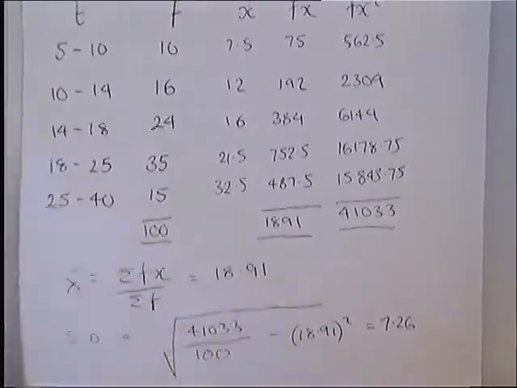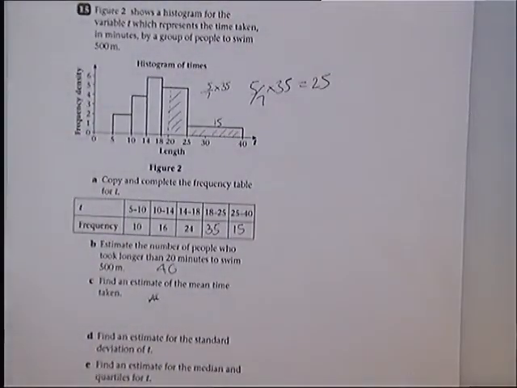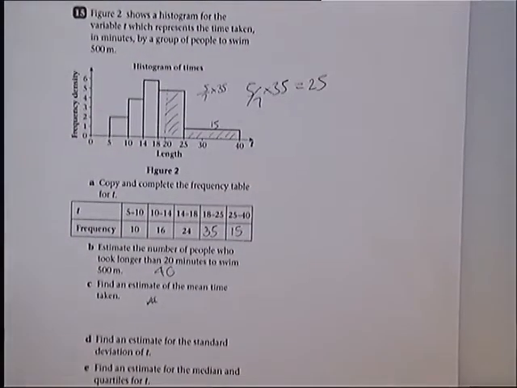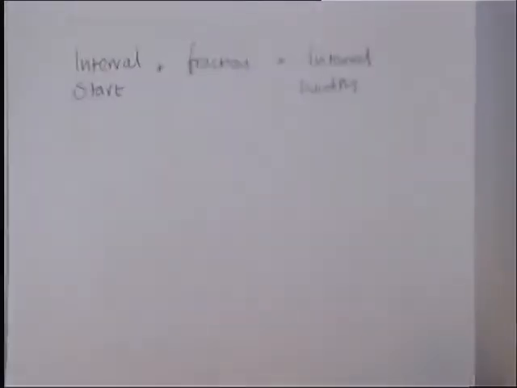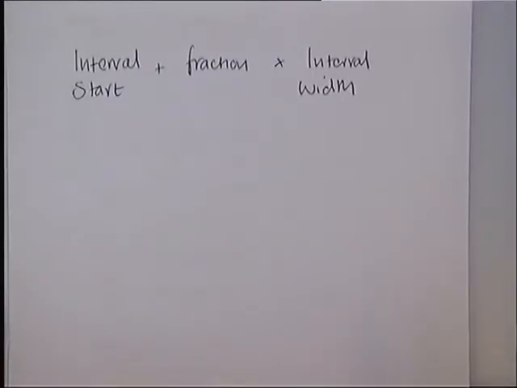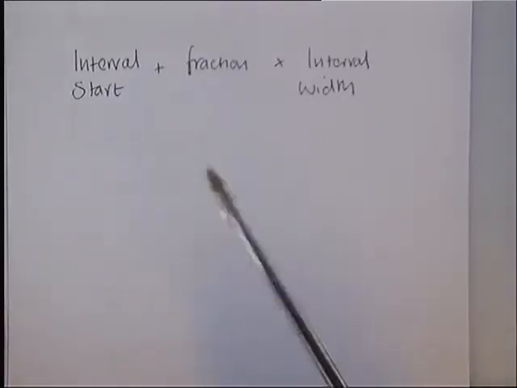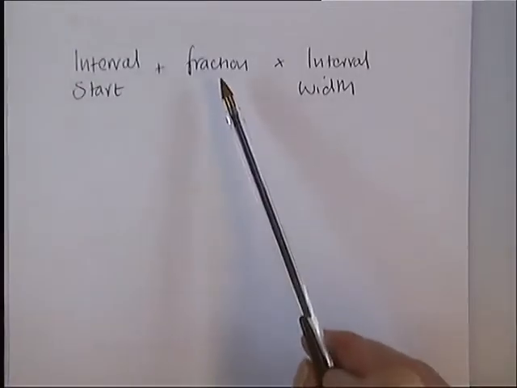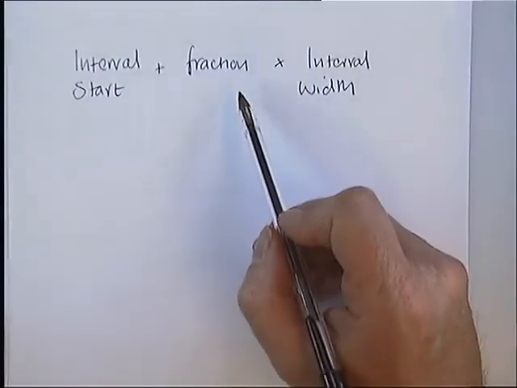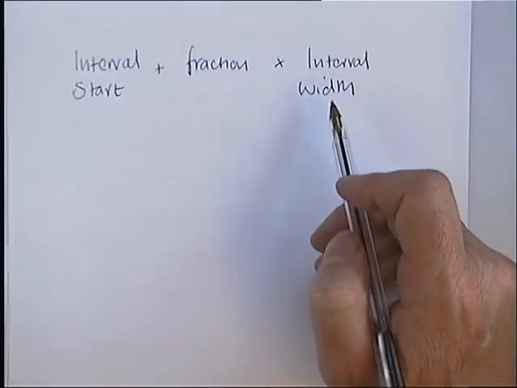So the next part of the question asks for an estimate for the median and the quartiles. I have a method for you written down, so the method I'll remind you of is here. To work out a quartile, we need to know which interval it's in, and take the start of that interval. We need to know the fraction of the way through the interval that we are, and then multiply by the interval width.